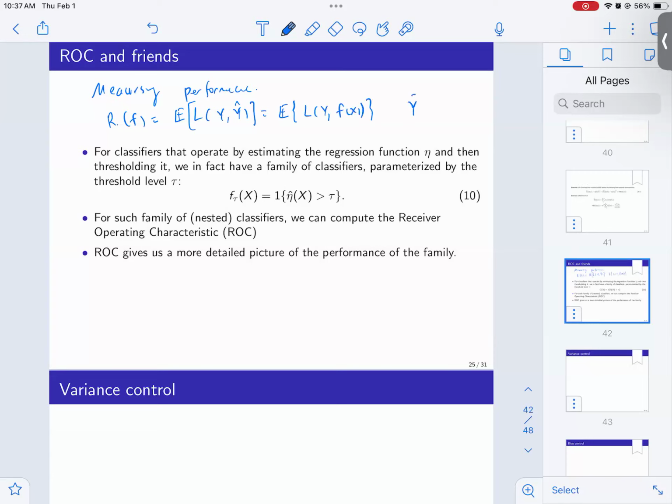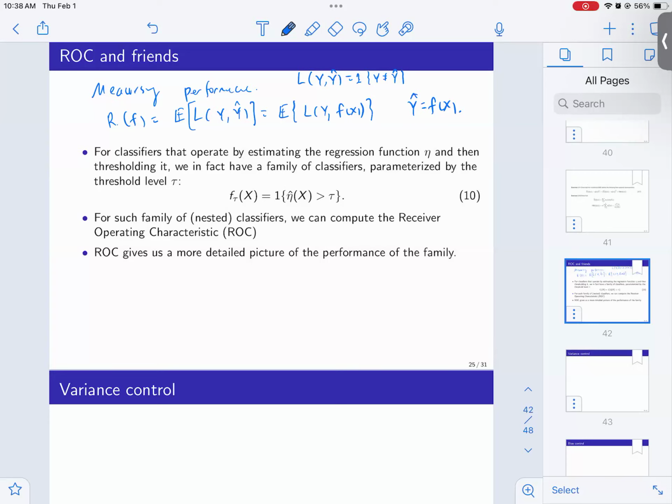And so y hat is f of x. So we took, for example, the loss to be 0-1, but you also saw in your homework problems that you could do more general losses. That was a 0-1 loss, y not equal to y hat, then this would be the probability of error. So another way to measure the performance is to separate the performance on the zeros and the performance on the ones.